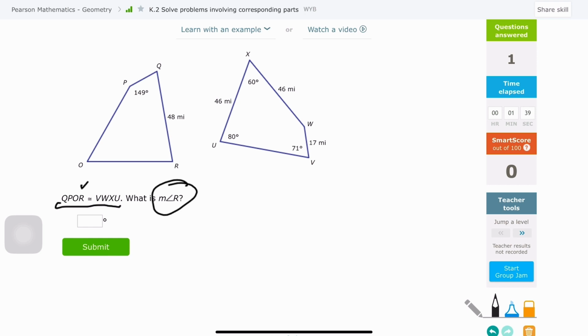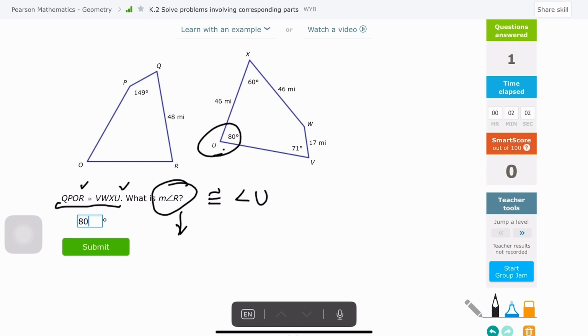Since R is the last letter from the first part of the statement, we are looking for the last letter from the second part, or from the right side. So angle R, we can say it is congruent to angle U. So look into our shape. We know that the measurement of angle U is 80 degrees, which makes the measurement of angle R 80 degrees. It should be the same because these two shapes are congruent.